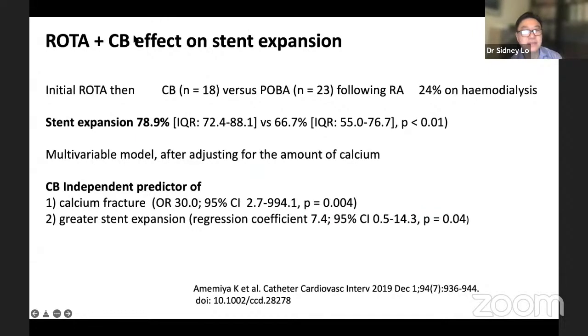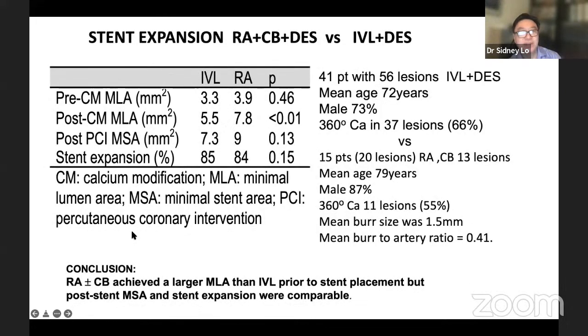Now, we talked about this cutting balloon post-rotational atherectomy, a small study, 23 patients with balloon angioplasty post-rota versus cutting balloon. Stent expansion was significantly better in this paper published only a few years ago from the Japanese. And so cutting balloon was an independent predictor, even after rotational atherectomy, of calcium fracture, as well as greater stent expansion. This is my study at Liverpool Hospital.